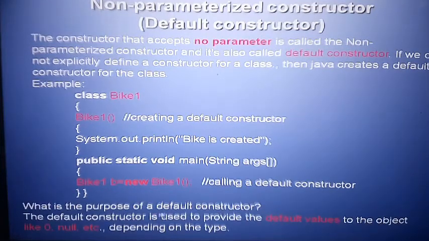What is the purpose and use of the default constructor? The default constructor is used to provide the default value to the object, like null, like 0, etc., depending on the types. So this type of value we can give. The computer always gives values like 0 and null to the programs.